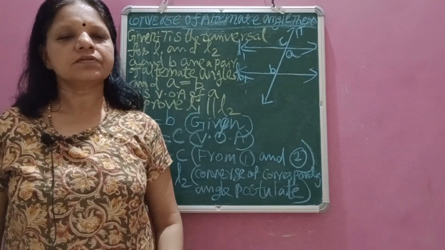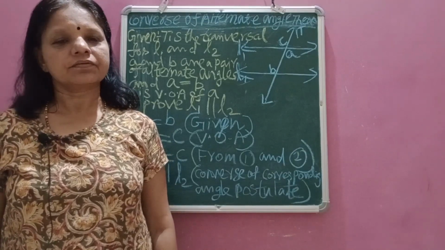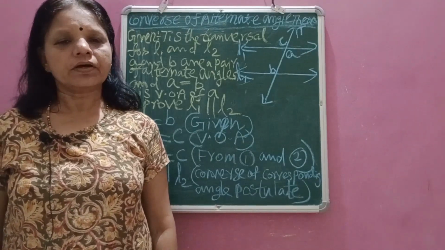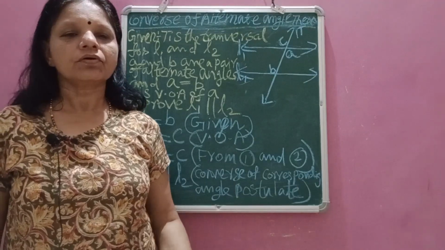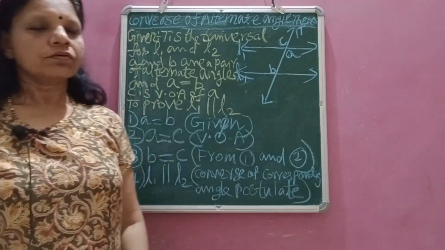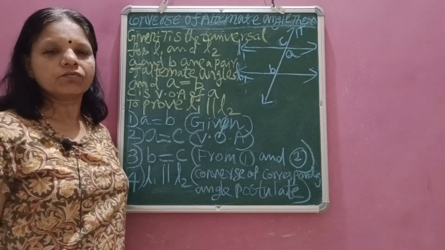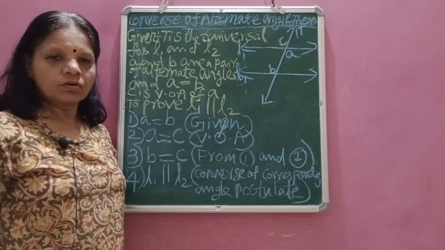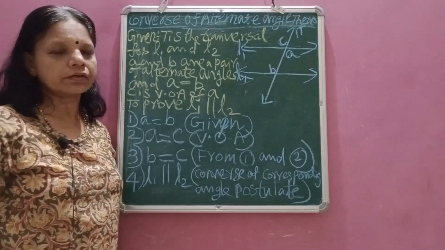So how to state this theorem? When a transversal intersects two lines and if a pair of alternate angles are congruent, then the lines are parallel. That is the converse of the alternate angle theorem. How to prove this converse? For this also you have to use the corresponding angle postulate or the converse of the corresponding angle postulate. That is also a postulate. Also the vertically opposite angle theorem. So you have to draw the figure according to that.